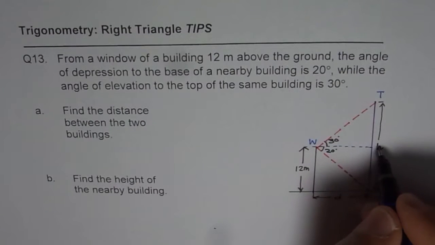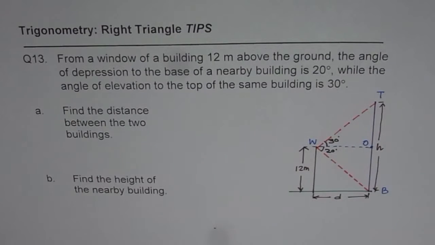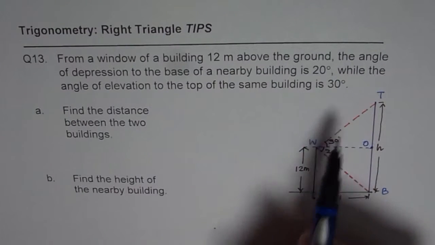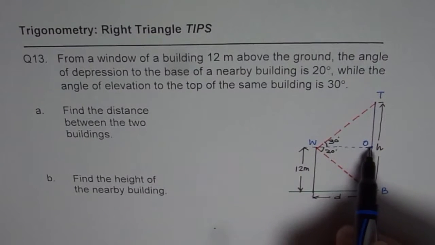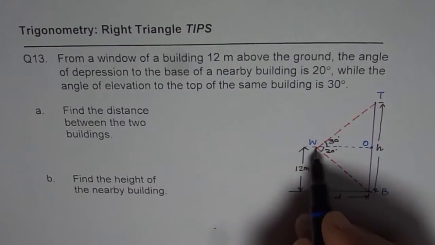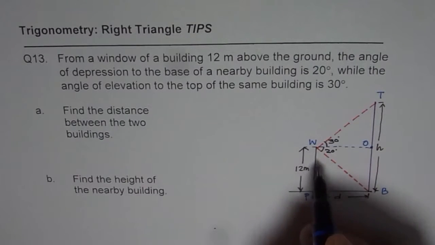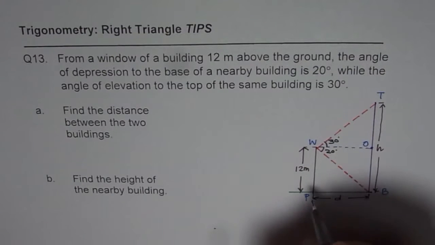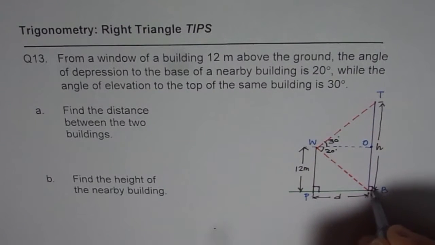Let's call this point O, where we are drawing the horizontal line. Now the question is, find the distance between the two buildings. So WO is the distance between the two buildings. Now how can you find it? Now let's look into the triangle here. Let me call this point P, for example. This is the first building, from the window which we are looking at. So that is at right angles. This is also at right angles, correct?